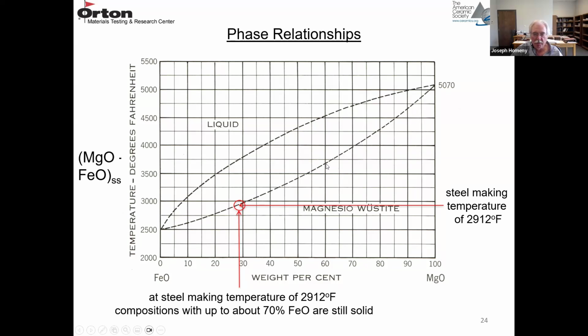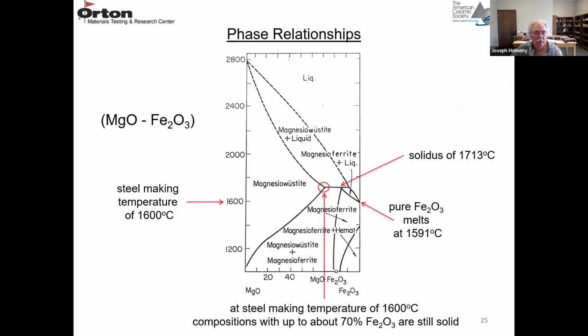So anything above 30% MgO, which would be less than 70% FeO, the corresponding complement would be the FeO. So going from 0 to 70% FeO, you're still above steelmaking temperatures, and that's going from about 30 to 100% MgO. So it can tolerate a great deal of FeO.